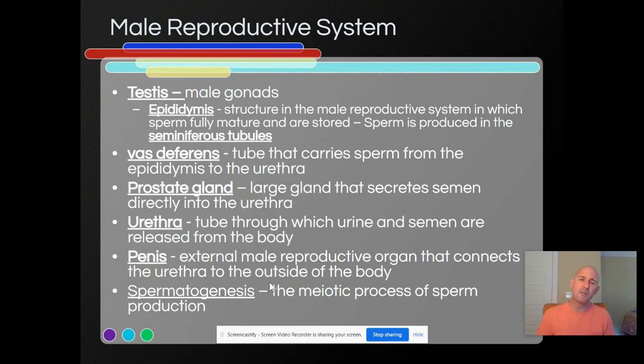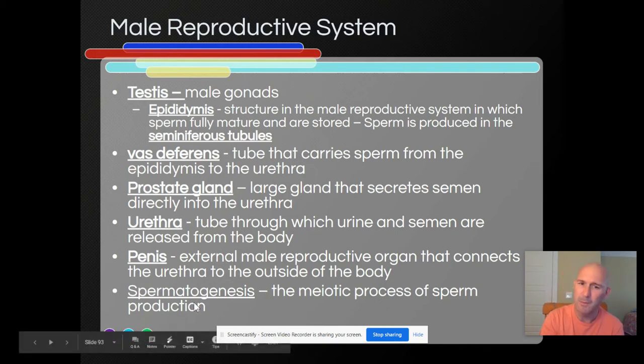The production of sperm is known as spermatogenesis. We talked about this back in chapter 10, where we were talking about mitosis and meiosis. So spermatogenesis is the production of sperm, and the female process would be oogenesis, the production of the gamete eggs.